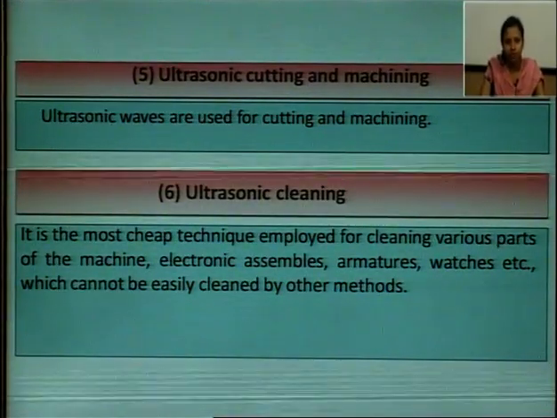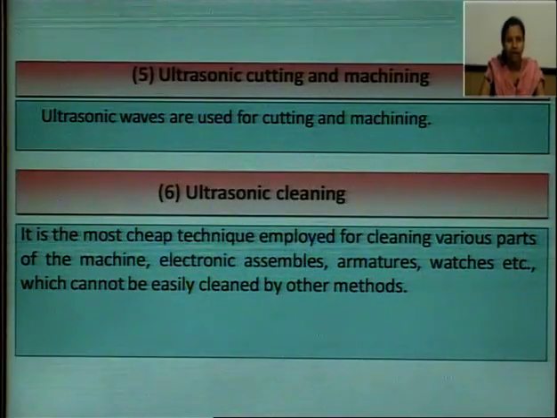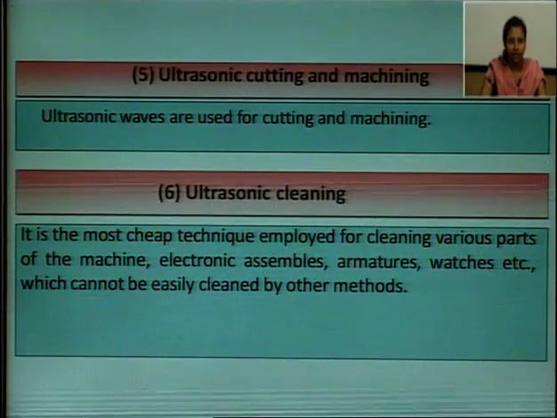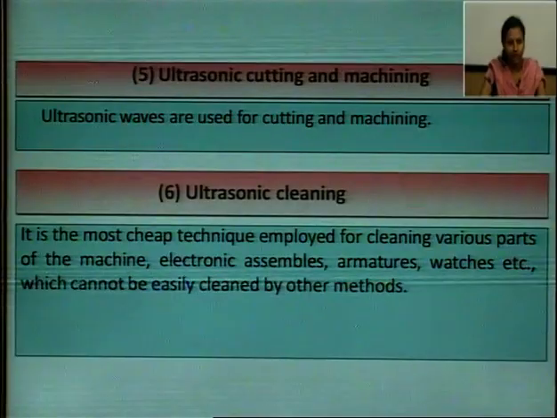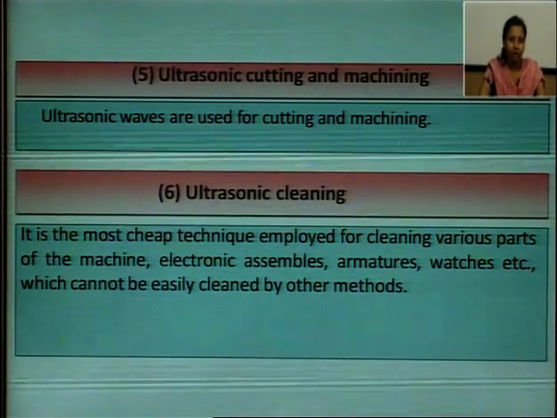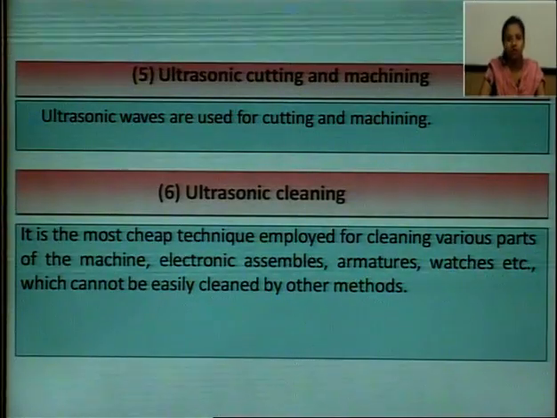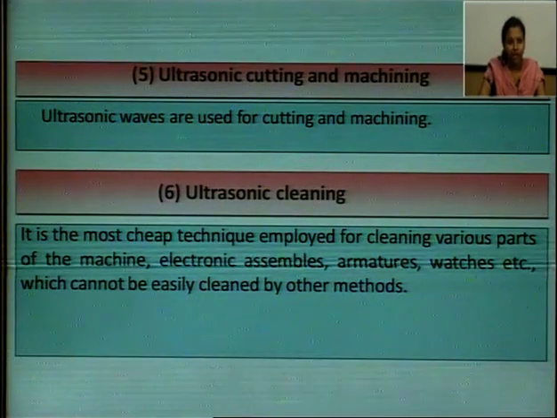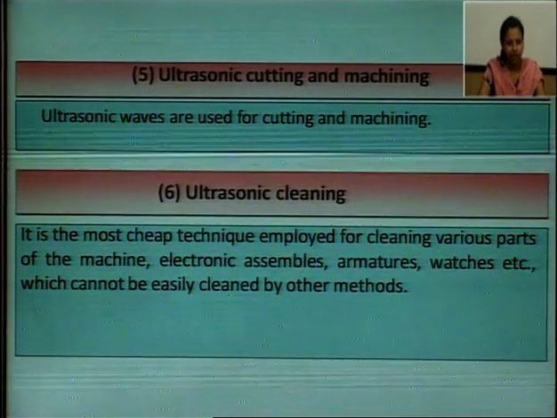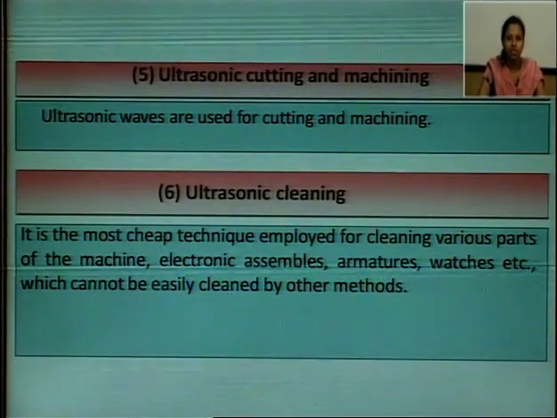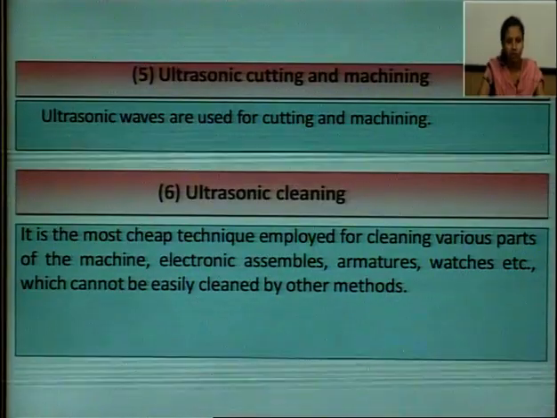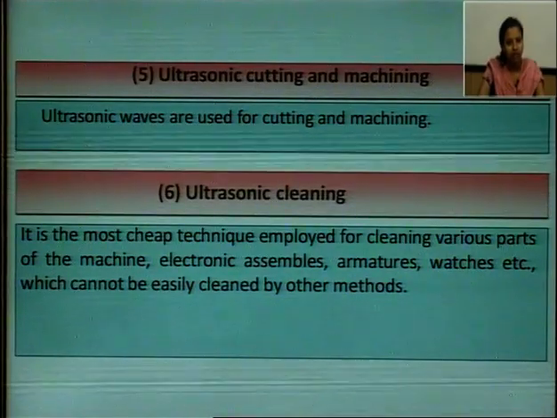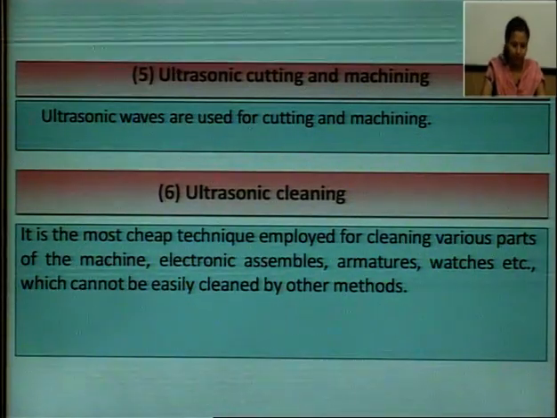Ultrasonic waves can be used for cutting and machining purposes, and they can also be used for cleaning. We can easily cut and machine different types of material with the help of ultrasonic waves. Next, ultrasonic waves can be used to clean different materials, like our jewelry. It is a very cheap technique employed for cleaning various parts of machines, electronic assemblies, armatures, watches, etc., which cannot be easily cleaned by other methods.